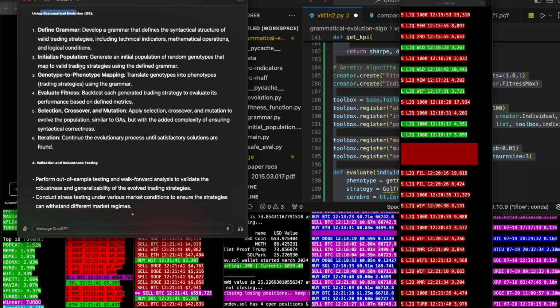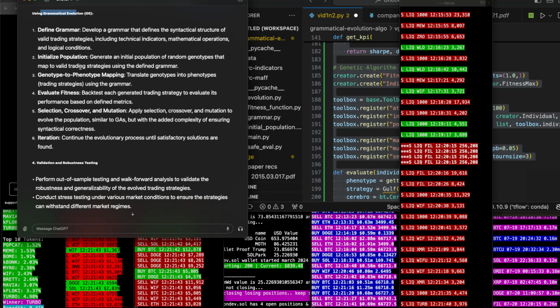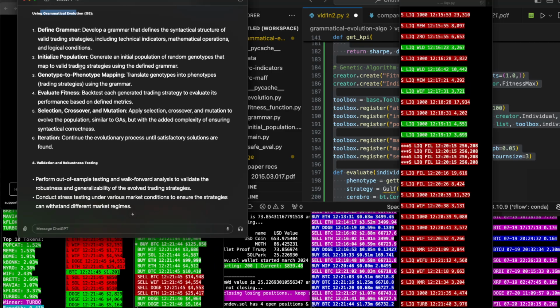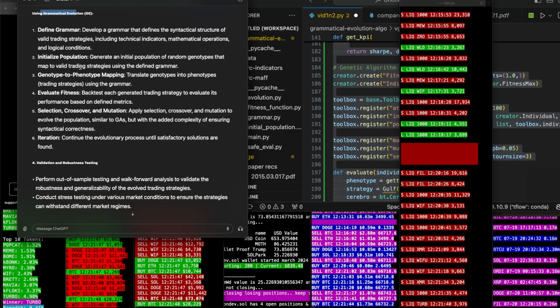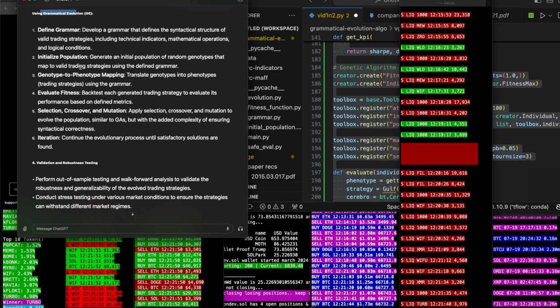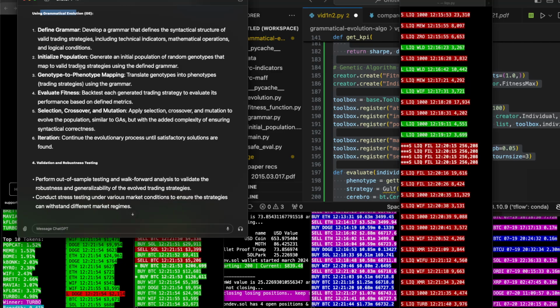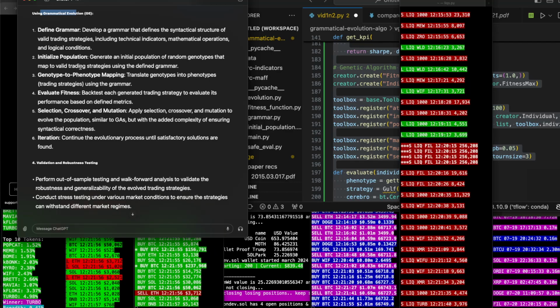Selection, crossover, and mutation. Apply selection, crossover, and mutation to evolve the population, similar to GAs, but with the added complexity of ensuring syntactical correctness. Continue the evolution process until satisfactory solutions are found.